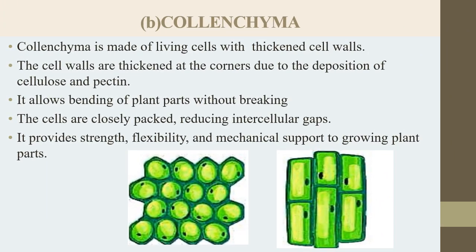Then the second one is collenchyma. Collenchyma is a type of simple permanent tissue composed of living cells with thickened cell walls. The thickening occurs especially at the corners of the cell due to the deposition of cellulose and pectin, which provides additional strength. One of the key characteristics of collenchyma is its flexibility, which allows plant parts to bend without breaking.